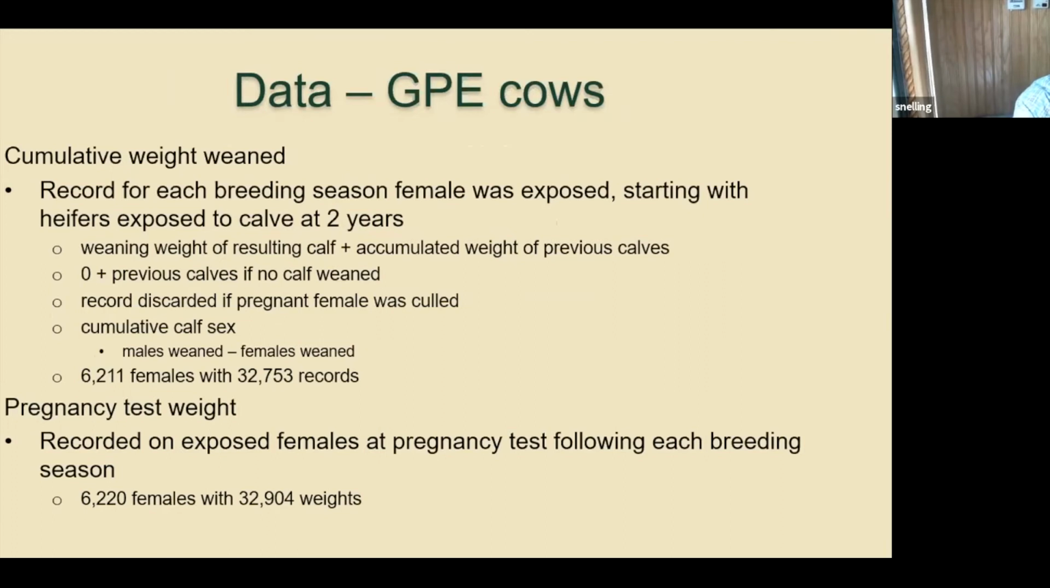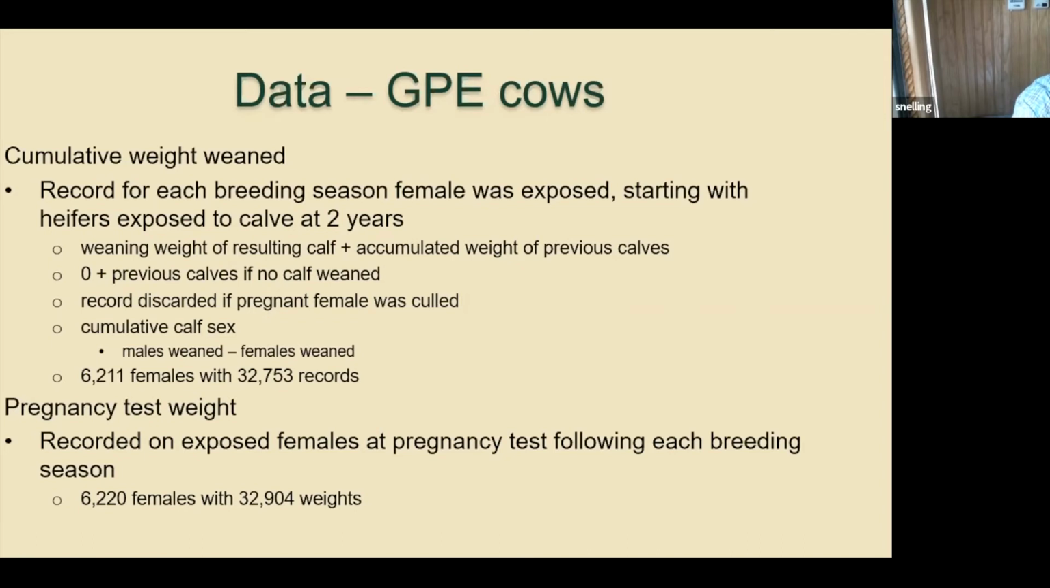The cow records we used were also from the GP, or cows that genotype GPE cows. For weight weaned, we created a record for each breeding season that a female was exposed, starting when she was bred as a yearling to calve as a 2-year-old. And that weight was accumulated for each breeding season. If she didn't wean a calf, the record for that breeding was the same as her previous record.